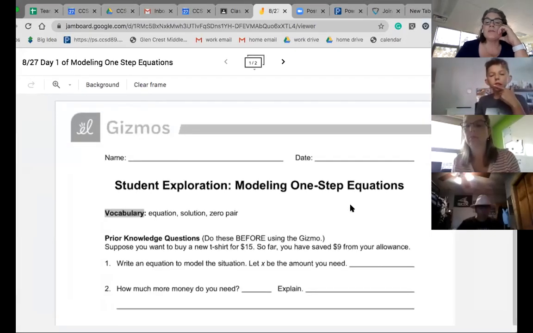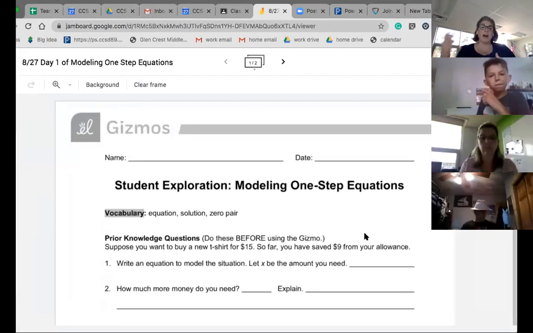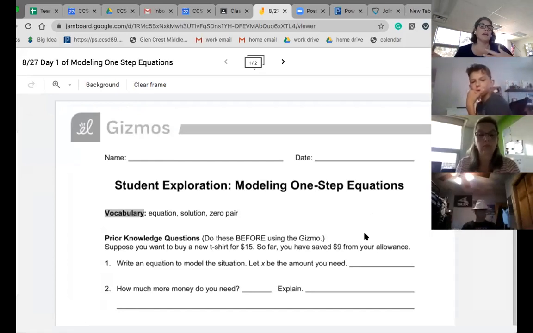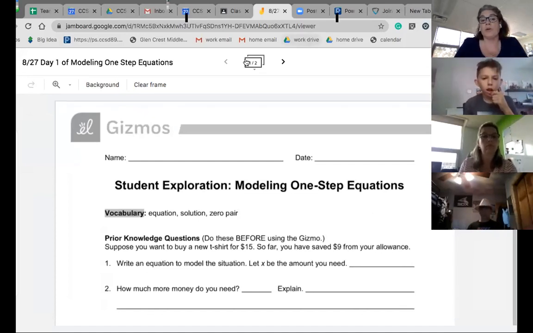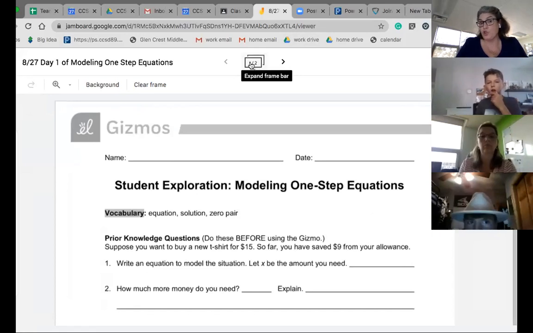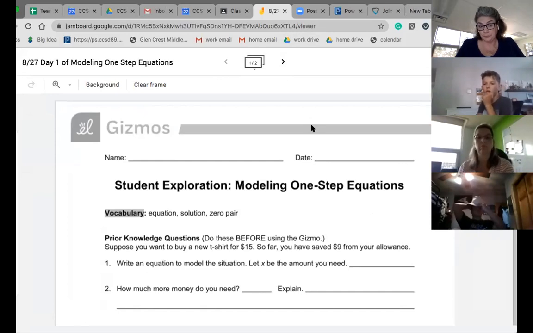So guys, in a gizmo, there's always going to be an electronic component, something you do on the computer, and then there is like a study guide worksheet. So the study guide worksheets we've turned into Jamboards. And if you notice up here, it says 1 of 2. That means there are 2 pages. And these arrows help you toggle left and right. So let's look at this one.